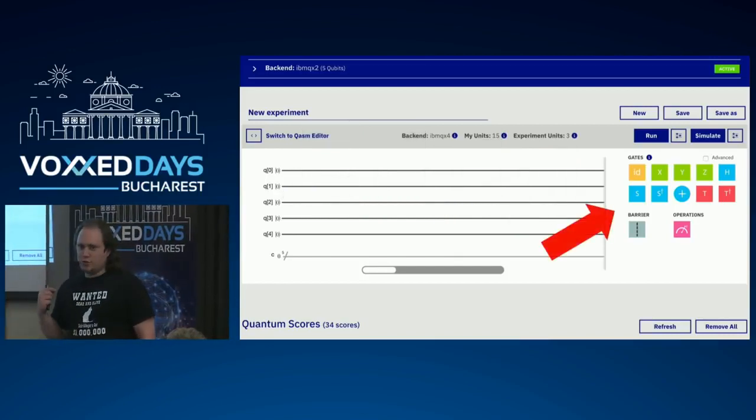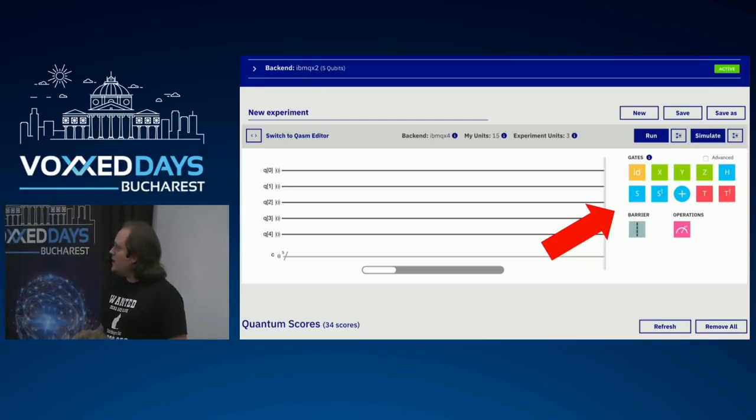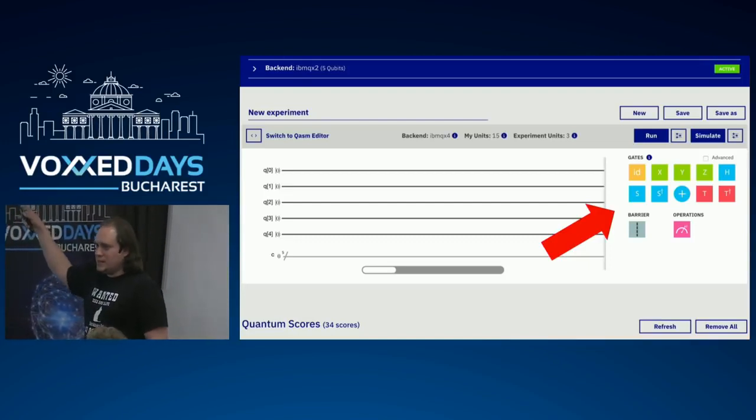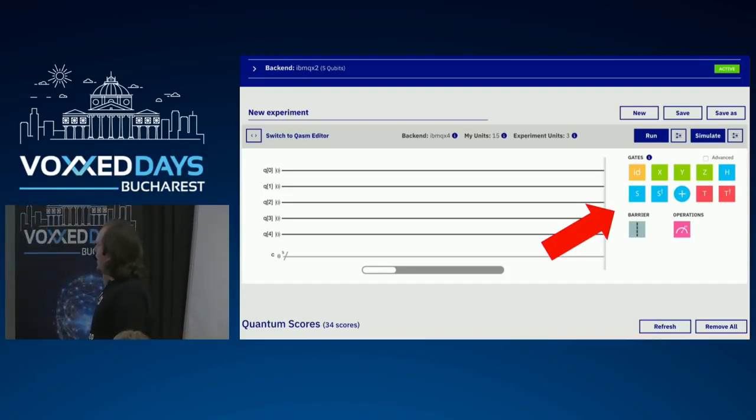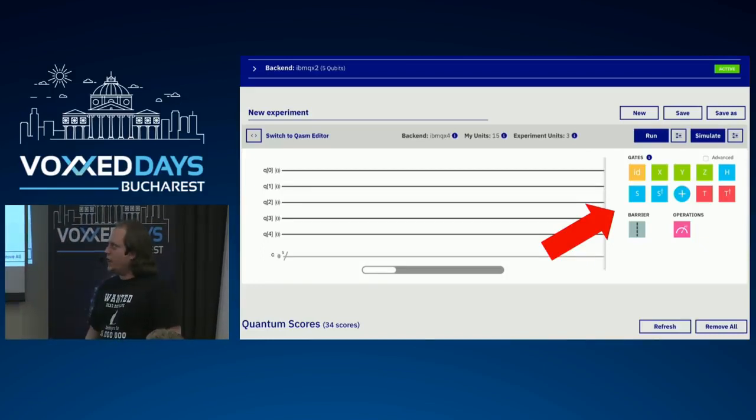Also, you have here your Q gates. Now, you'll recognize some of them. There's the H for Hadamard. There's the plus symbol, that's the C naught. You see the green X, that's the X gate. And there are some other ones as well.